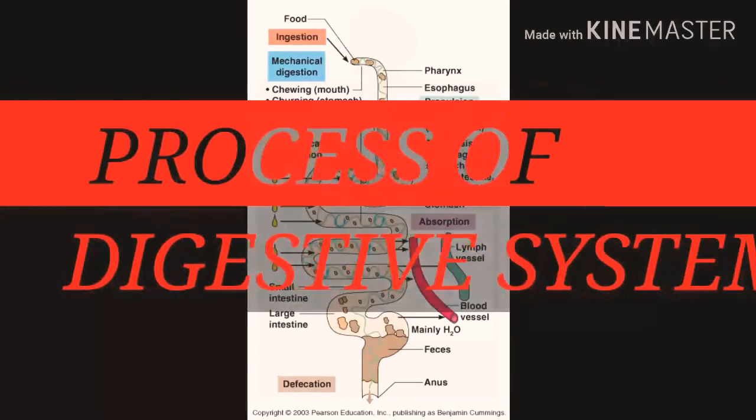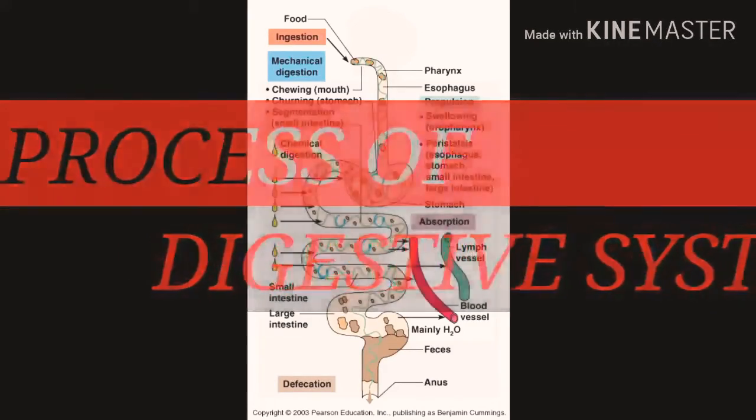The processes of the digestive system. First is ingestion. Ingestion is the basic act of eating, or getting food into the mouth. Then propulsion is the movement of food from one region of the digestive system to another. It is how we swallow the food.